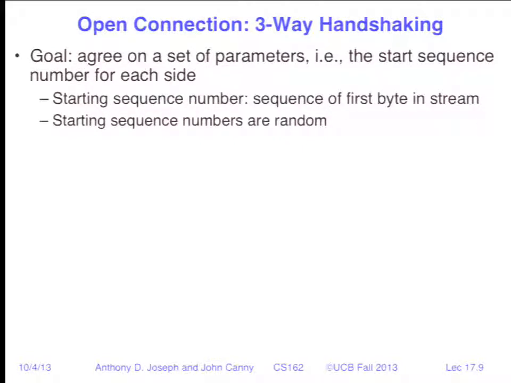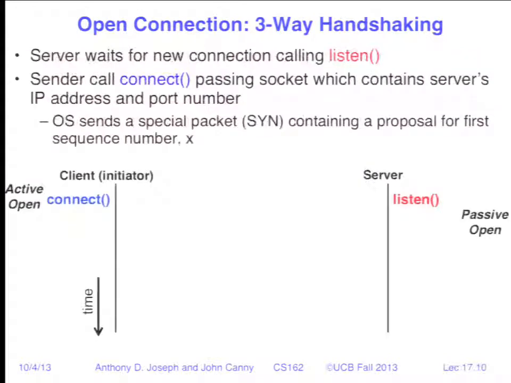Now, as a really simple security thing, and also to deal with repeated connections that I might make from one machine to another, we make the sequence numbers random. So hopefully that means we don't have collisions. I don't get a packet that was delayed in the network from a connection that I just had from a particular host. All right? Okay, so the way this works is the server, the application here, calls listen.